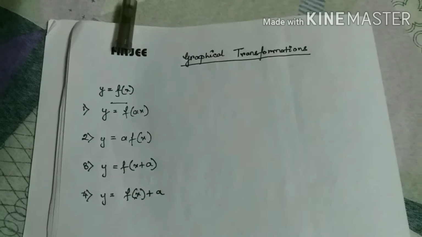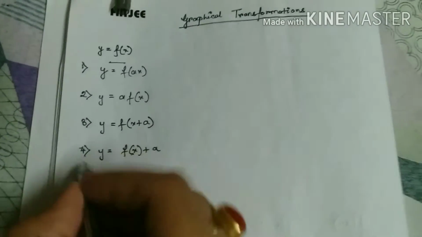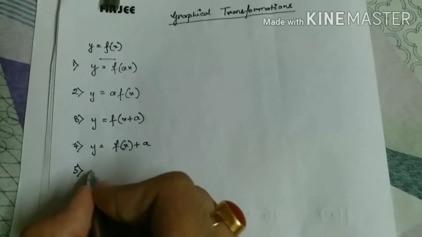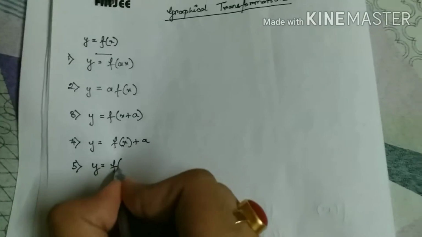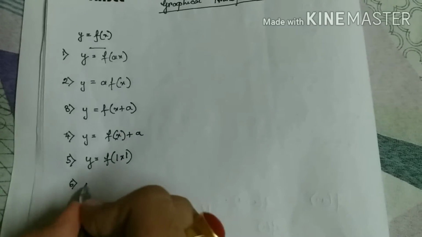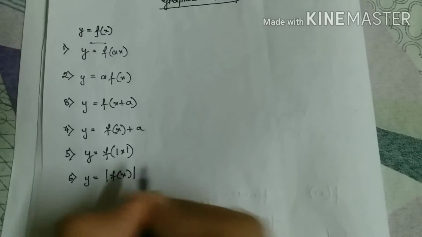Okay. Two more are there. They are slightly of a different type. We will also have a look at them. They are y is equal to f(mod x) and y is equal to mod of f(x). So let's start with the first case.